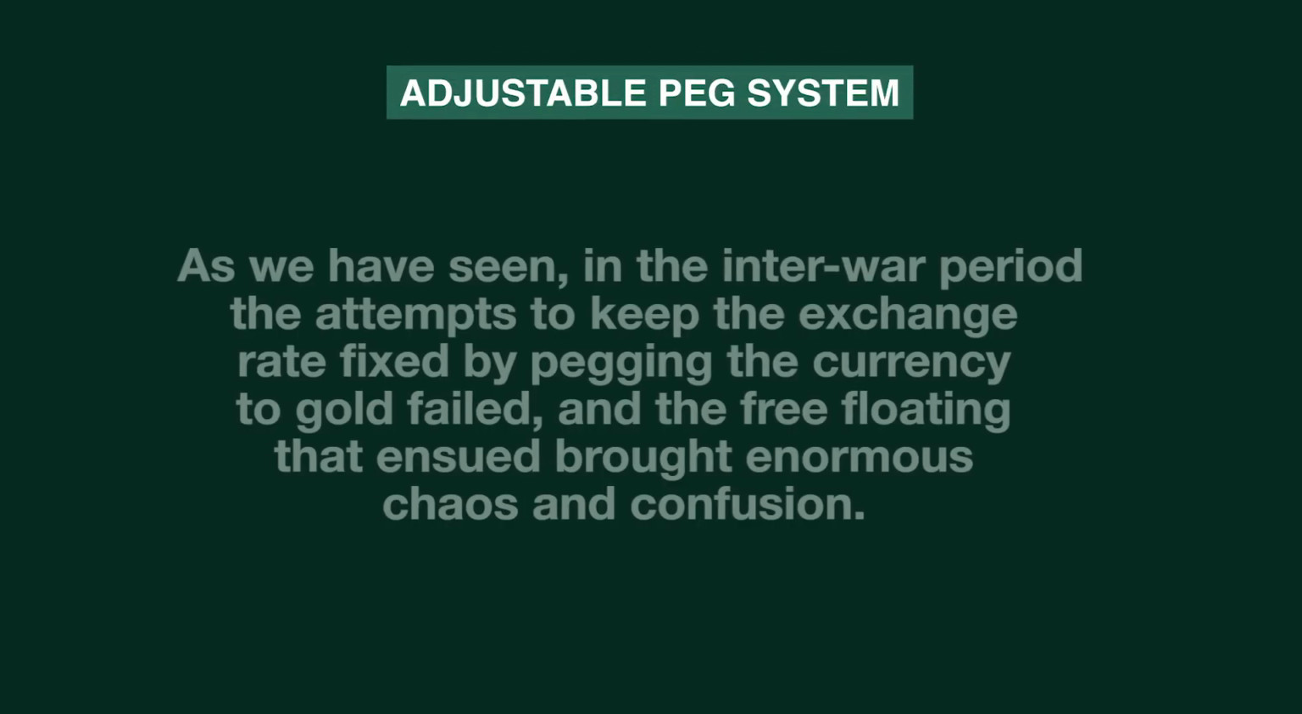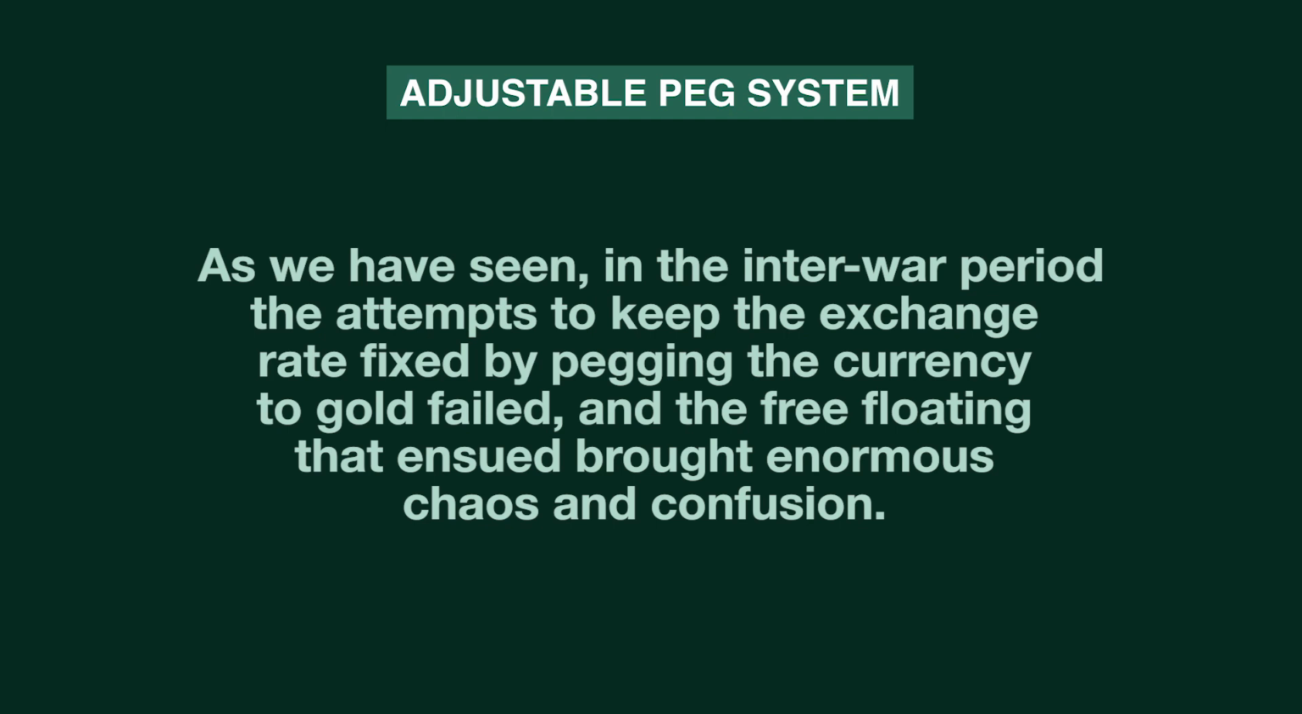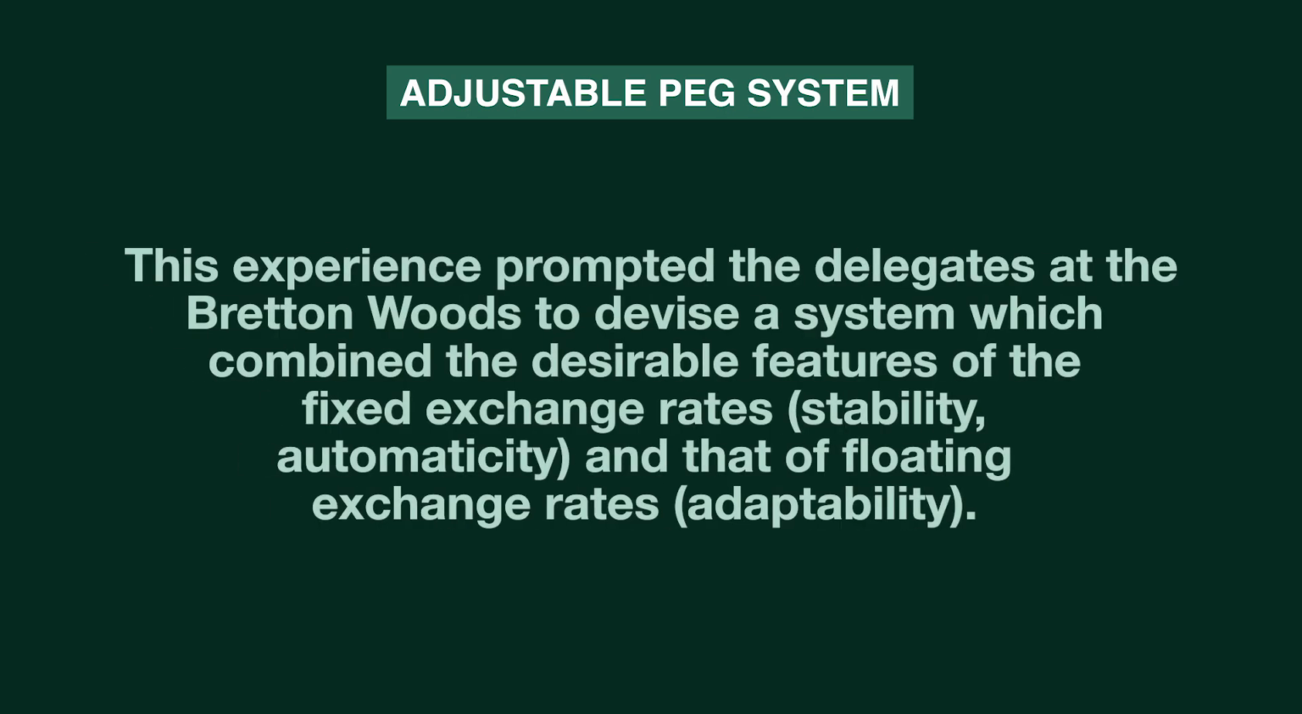What do we mean by the adjustable peg system? As we have seen in the interwar period, the attempts to keep the exchange rate fixed by pegging the currency to gold failed, and the free floating that ensued brought enormous chaos and confusion. This experience prompted the delegates of Bretton Woods to devise a system which combined the desired effect of the fixed exchange rate system and that of the floating exchange rate system.